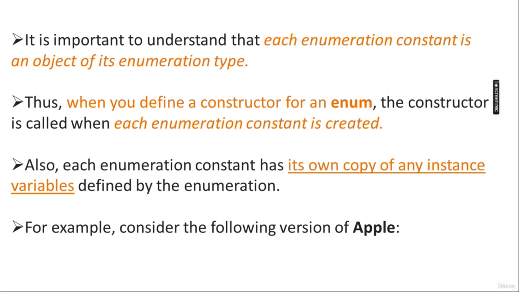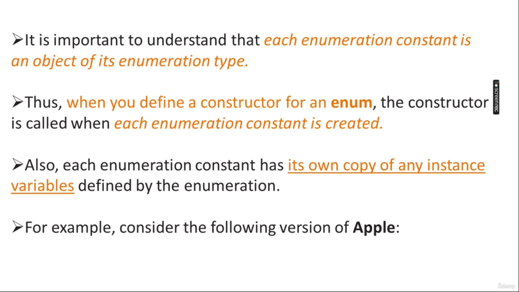It is important to understand that each enumeration constant is an object of its enumeration type, which is declared as a class in the Java language. When you define a constructor for enum, the constructor is called when each enumeration constant is created. Like a class in Java, the constructor is called as each enumeration constant is created, using enumeration name, enumeration variable, and semicolon. Much the same way that we create a class object: class name, class object is equal to new class name, opening and closing parenthesis, and then semicolon.